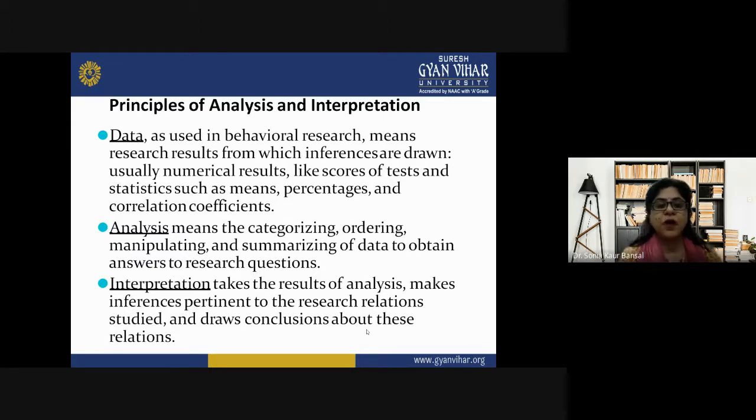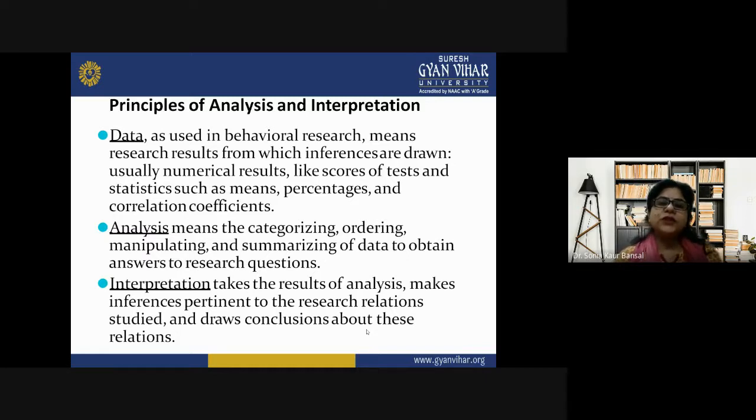Okay. Now let's talk about analysis. Analysis means, students, the categorizing, ordering, manipulating and summarizing of data to obtain answers to research questions. Analysis of something means that you are putting your data into categories. If you have gathered data from a particular sample, now you are categorizing it into male, female, or maybe rural, urban. These are the categories you are actually giving. Maybe married, unmarried, working, non-working. So you categorize, then manipulate, and then summarize the data to obtain answers to research questions.